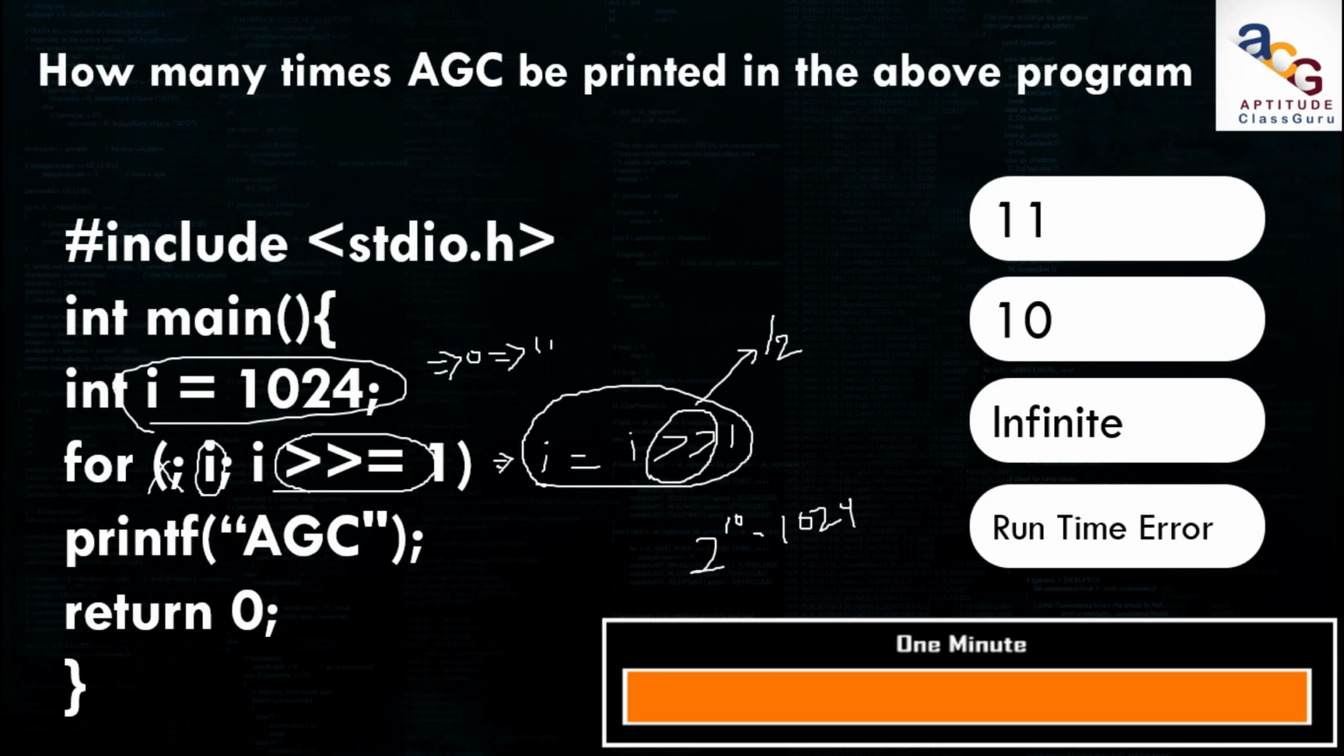1024. So 10 times the loop will run, and in the last, i value will be 1. In order to make it 0, we have to divide it by another 2. So in total 11 times. In order to make 1024 as 0, we have to divide it by 2, 11 times. Why? Because in the for loop he has given the condition i. Whenever i becomes 0, only then will the loop be terminated. Until i becomes 0, the loop runs again. In order to make i value 0, I have to divide it by 2, 11 times. So 11 is the answer. This loop will run for 11 times.